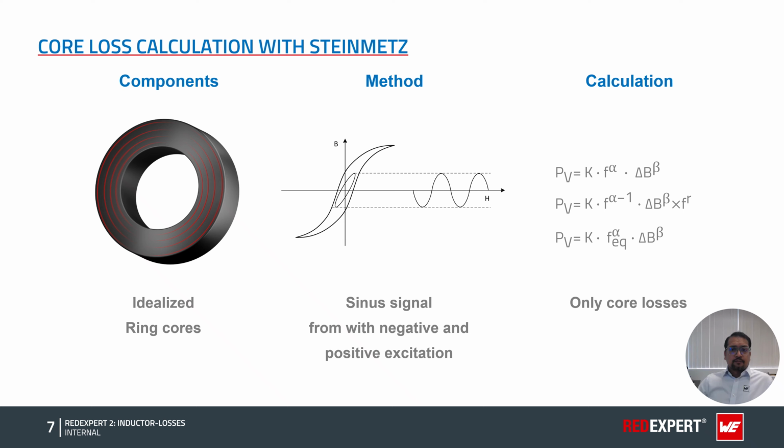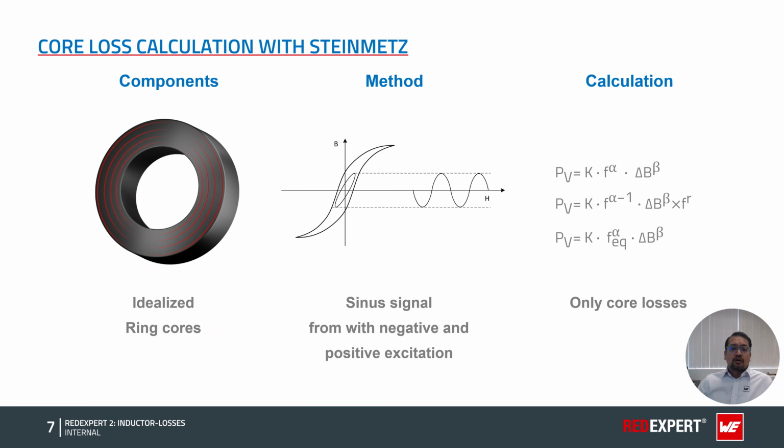The traditional approach to calculating core losses is Steinmetz's equation. It describes how the core loss depends on the flux density and frequency. However, it has significant limitations. It's only useful over a narrow frequency range, it assumes sinusoidal waveforms, it does not capture all operating conditions, and most importantly, it does not include copper losses.